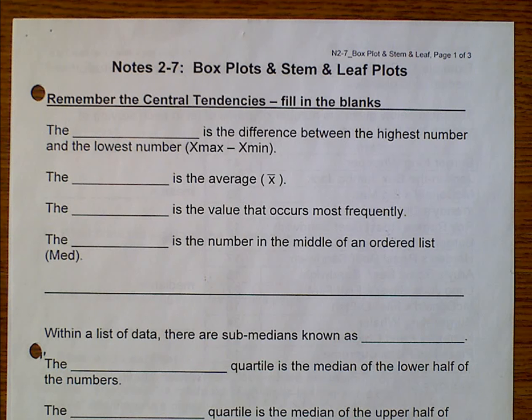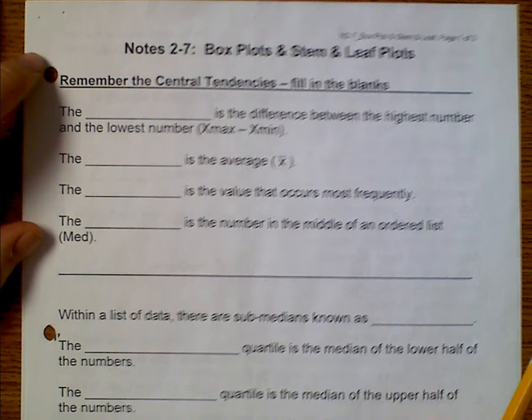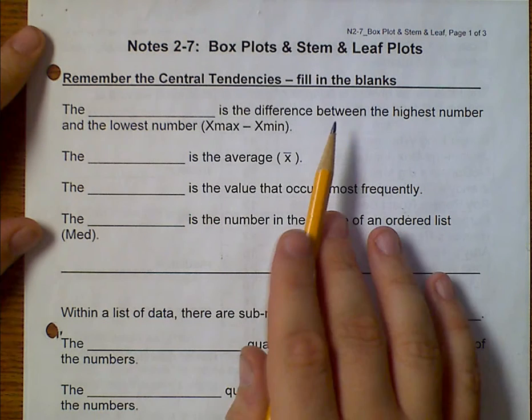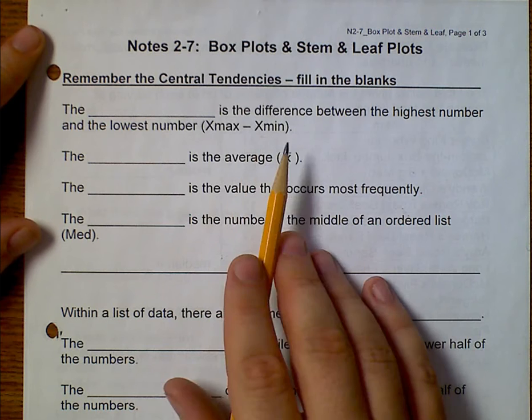Hello, this is Math Models, topic 2-7, over box plots and stem and leaf plots. So first off, we need to remember our central tendencies. So we're going to fill in these blanks. What is the difference between the highest number and the lowest number? X max versus X min. That would be your range.